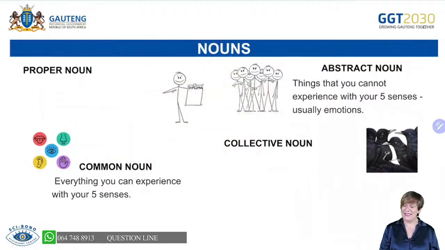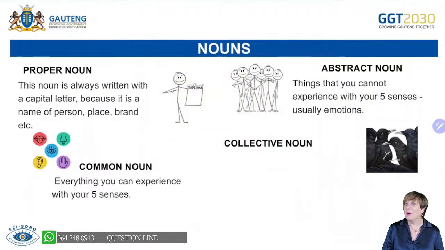Your next one is the abstract noun. Now, this one is just the opposite of a common noun. With these things, you are unable to experience with your five senses. And it's usually emotions. It can be something like friendship, for instance. There you have a bunch of friends standing together. Yes, friendship is a noun. And no, you can't see it, or touch it, or feel it, or smell it. But it is a noun. That leaves us with the pronoun and the collective noun.